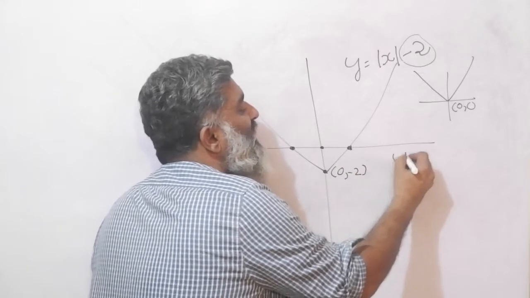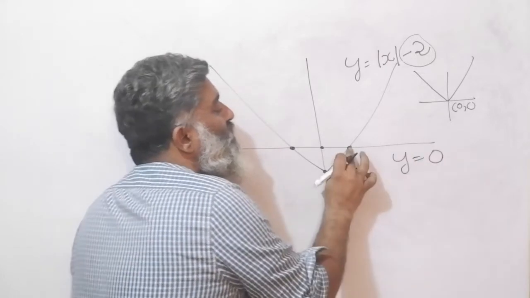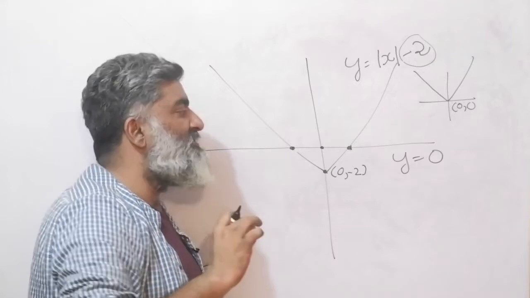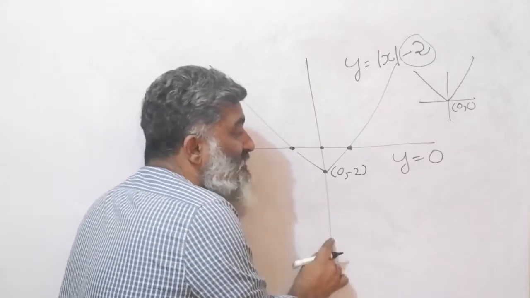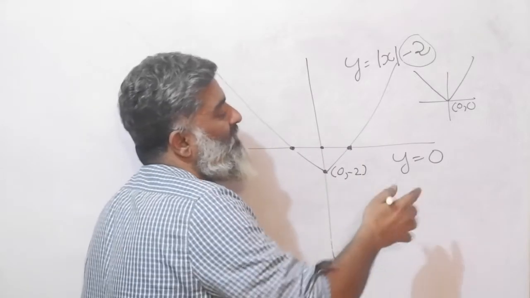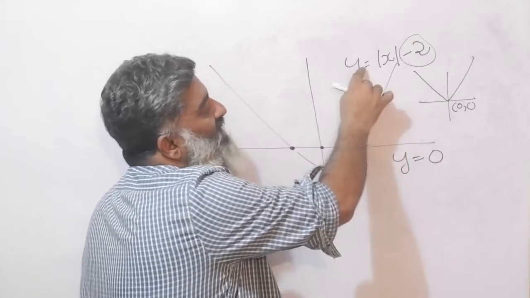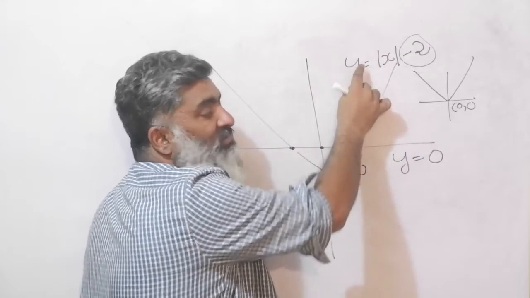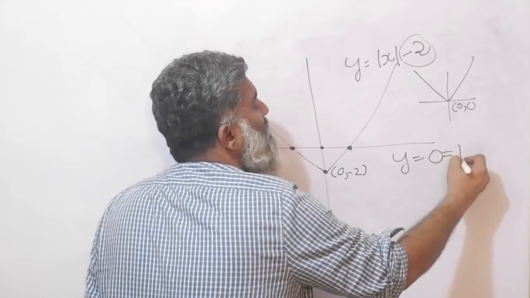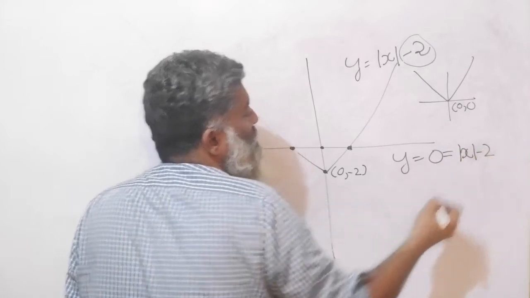This point is y is equal to 0. Any point on the x-axis, the value of y is equal to 0, right? Any point on the y-axis, the value of x is equal to 0, just as an extra bonus reminder. So y is equal to 0. So I can solve it by putting it here. That is one way of doing it. So let's do that. 0 is equal to mod of x minus 2.